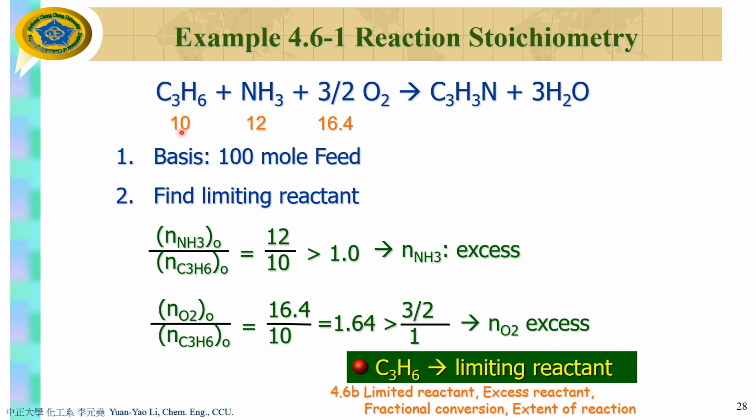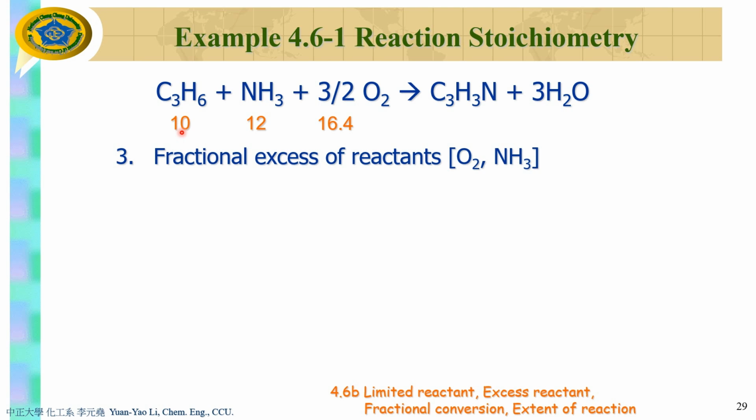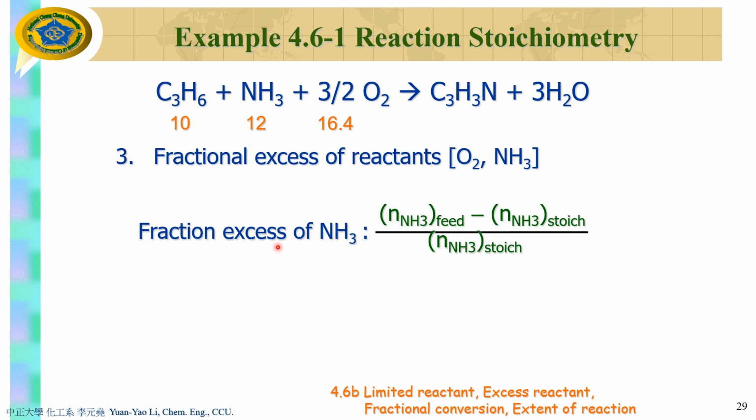And this one only consumes what? The fractional conversion is 30%. That means what? The fractional excess of the NH3 will be what? If you think of this, that will be 12 minus 10, right? 12 minus 10, because you consume 10. The fractional excess will be divided by 10, that will be 20% excess.